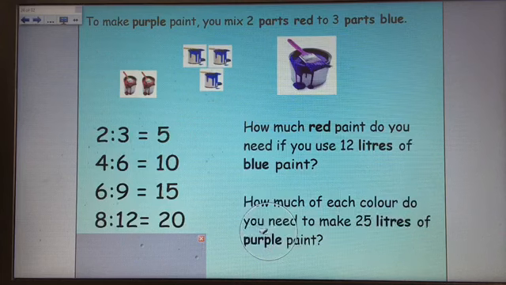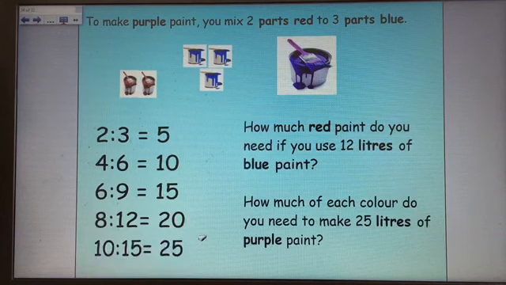How much of each colour do you need to make 25 litres of purple paint? So press pause if you want to work out yourself. If not, I'll get rid of that. So you'd need 15 litres of blue and 2 litres of red.